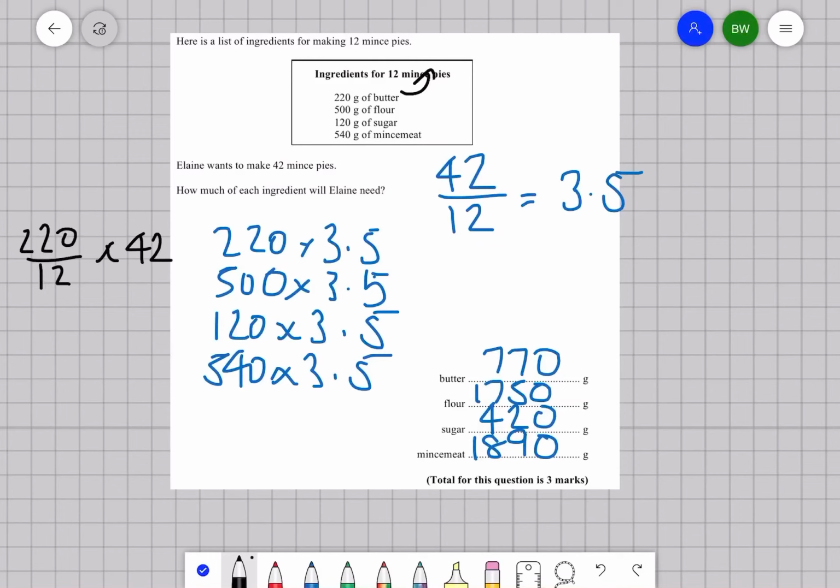500 divided by 12, which is 41.6 recurring, times 42 gets me 1750. 120 divided by 12 we know is 10, times 42 is 420. And then the last one, 540 divided by 12 is 45, times 42, 1890. So I know that they are correct also.